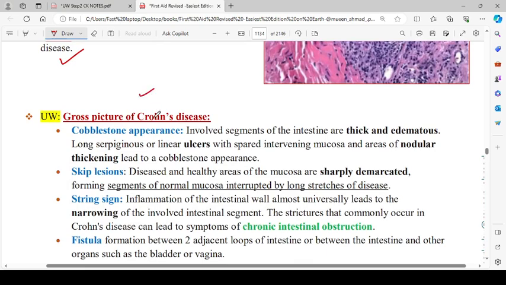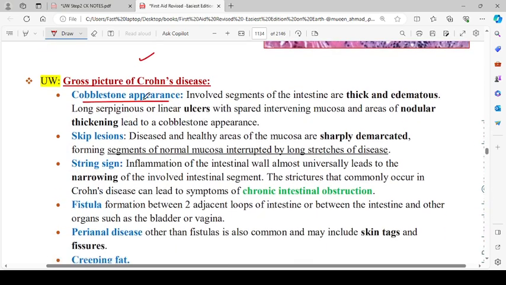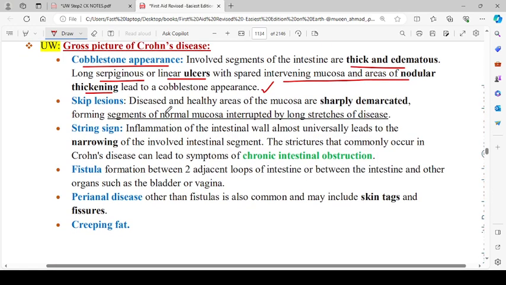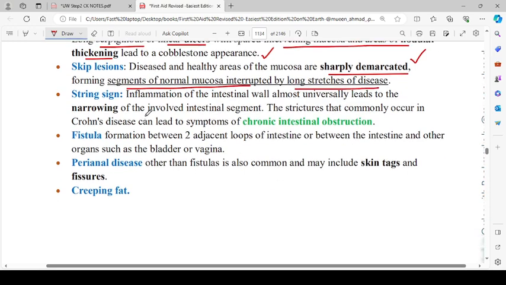Then the UWorld point: gross picture of Crohn's disease. There will be cobblestone appearance. Involved segments of the intestine are thick and edematous. Long serpiginous or linear ulcers with spared intervening mucosa and areas of nodular thickening lead to cobblestone appearance. Skip lesions: diseased and healthy areas of the mucosa are sharply demarcated, forming segments of normal mucosa interrupted by the long stretches of the disease.